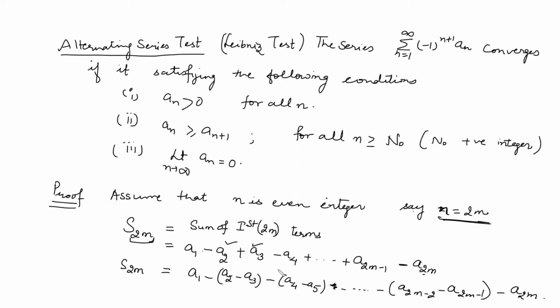All these terms are positive numbers and we are subtracting these positive numbers from the term a1, right? It means the sum of first 2m terms will be clearly less than or equal to a1, because we are subtracting some positive numbers from the term a1. So this sequence is bounded above by the number a1. Okay, so now just write down this.